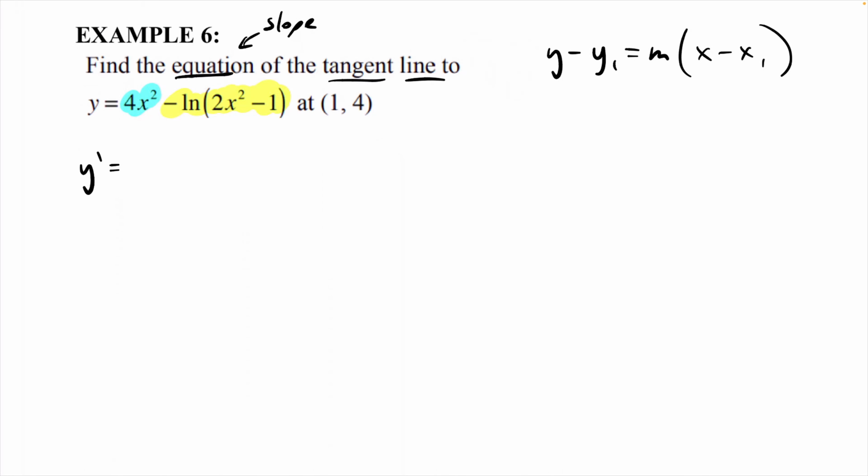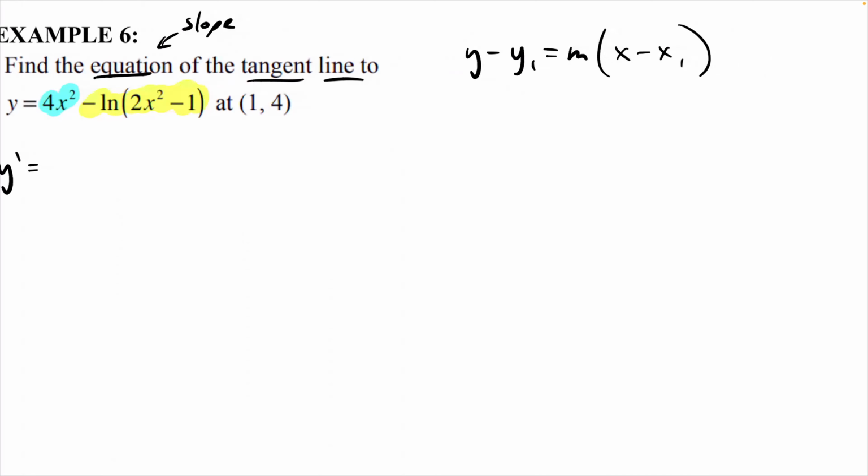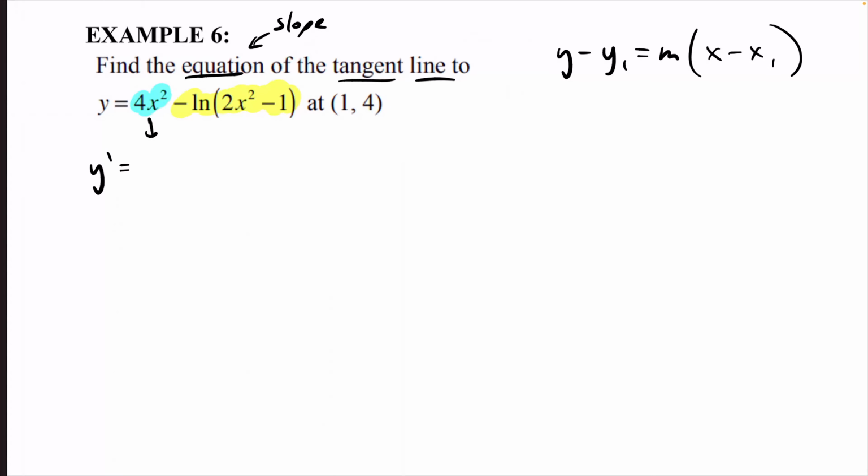Okay, so first thing is the derivative of 4x squared. What's the derivative of 4x squared? 8x. Done with that one. Now the yellow. Minus. How do we find the derivative of anything with a natural log? Fraction. What do we put on the bottom? Rewrite. What do we put on top? The derivative, 4x, right? That's the derivative.